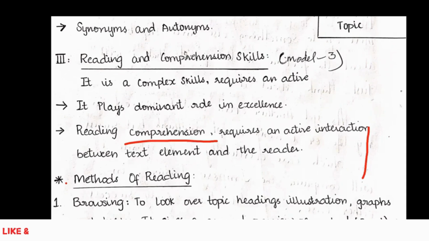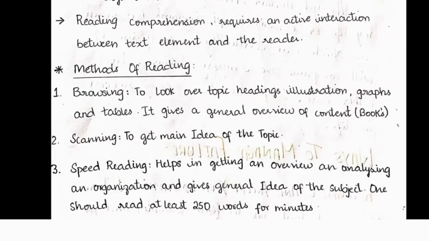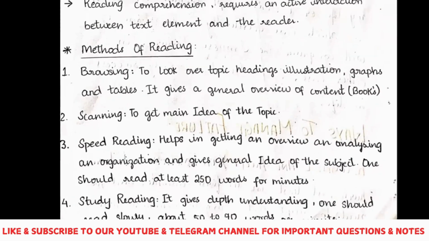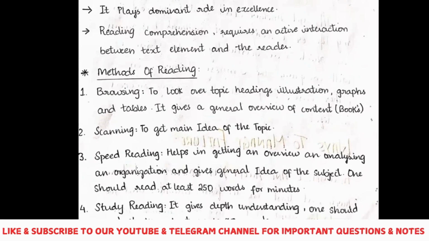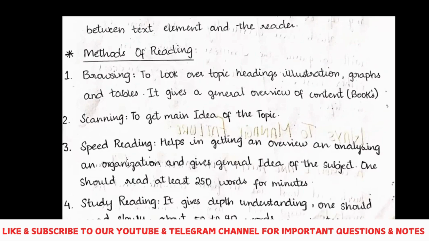And reading comprehension requires an active interaction between text element and the reader. When you keep an active relationship, interact very actively with that comprehension, then only you can know about that comprehension reading, right?